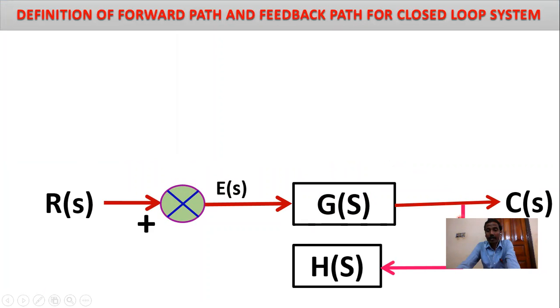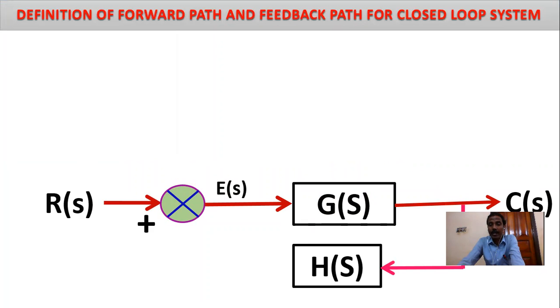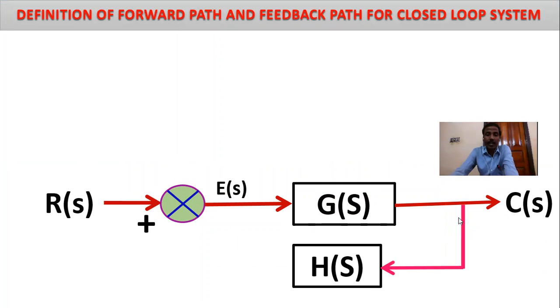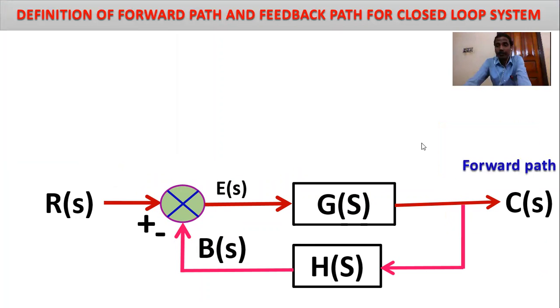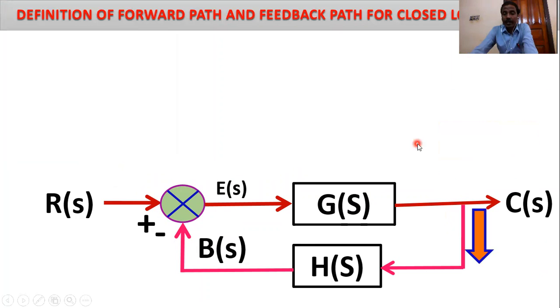Then the feedback path or feedback gain, this is the feedback gain H of S, and this is the primary feedback B of S, and this is the negative feedback. So this is the forward path for closed loop systems, and this is the feedback path for closed loop systems.